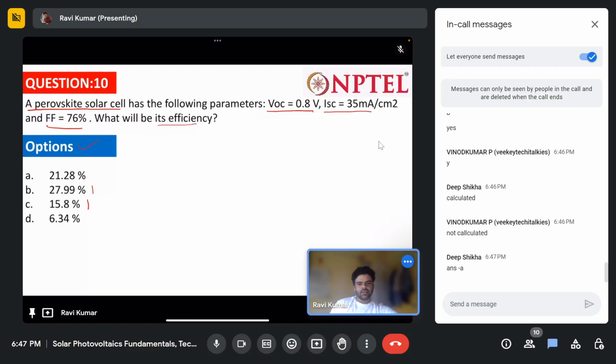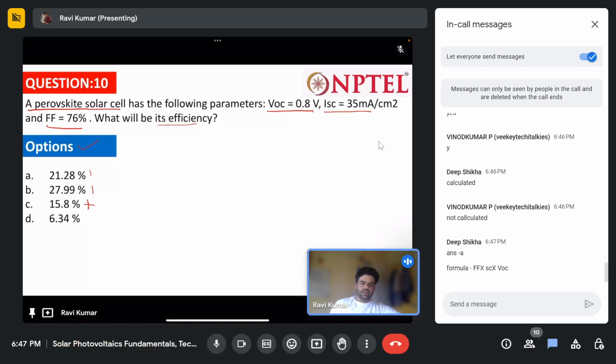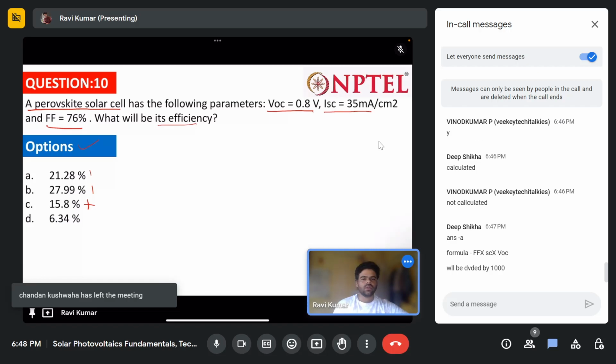Now Deepshikha saying A. Before that she was saying C. Okay. Fine. So she is saying A. Fill factor into ISC into VOC. This is not the correct formula. What is the unit of this formula? The unit coming for this formula will be divided by 1000.